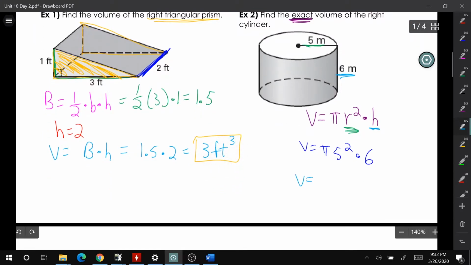5 squared is 25. 25 times 6 is 150. And again, because it says the exact volume, I'm going to leave pi alone. So my volume is 150 pi meters cubed, or cubic meters.